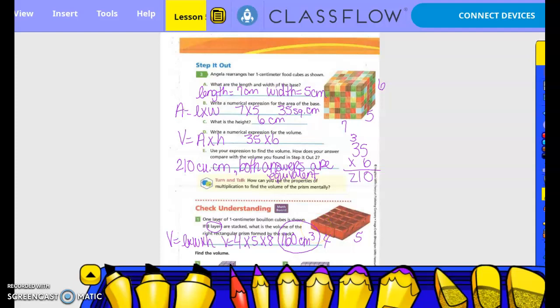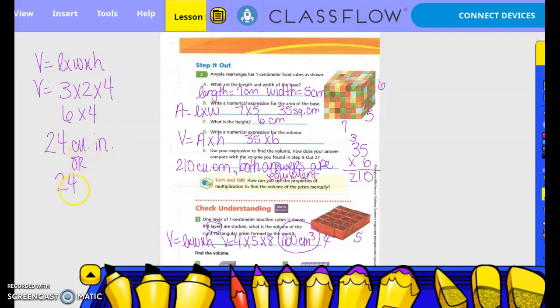Okay, so find the volume. So for number 2, what's our formula? Volume equals length times width times height. Okay, you need that on all your problems because that's part of the work. So volume equals, what's our length? 3, width 2, height 4. So it would be 6 times 4, right? Which is 24. And then cubic inches, or you can write it as 24 inches cubed. So either way, right?